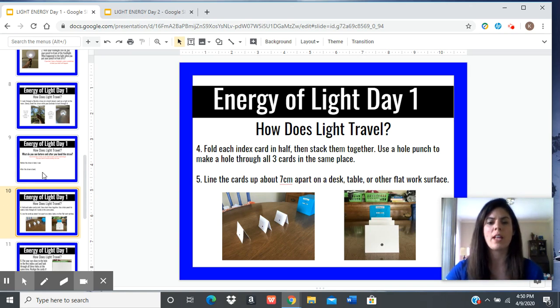This first image on the left shows from the side the index cards spaced 7 centimeters apart. And then this picture on the right is what it looks like straight on. And you can see I put a colorful turquoise box at the end of my holes so that you can see clearly what I was seeing when my holes are lined up.